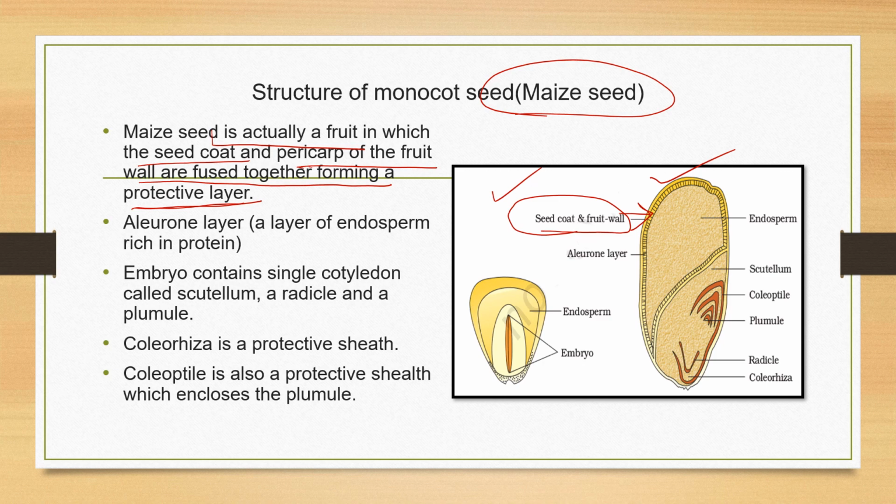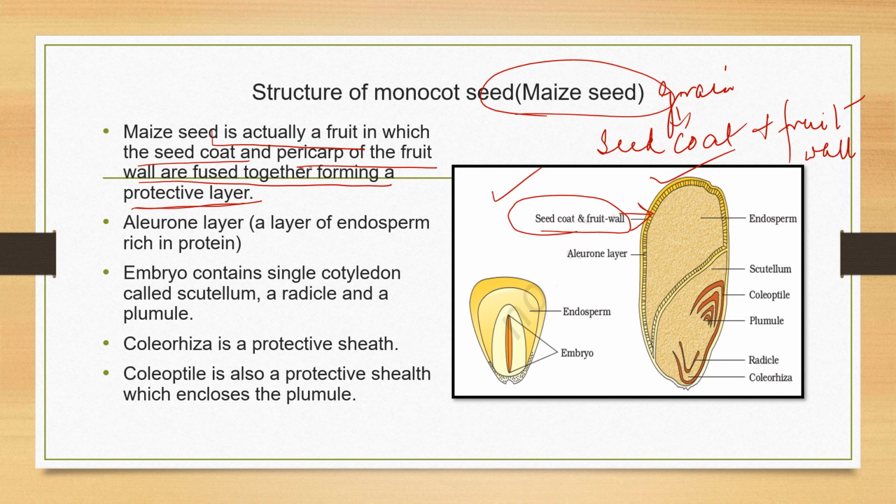That is why it is called a maize grain. Whenever the seed coat and the fruit wall are fused together, only then is it called a maize seed or a maize grain. Because the pericarp of the fruit wall and the seed coat are fused together, it makes it a grain.